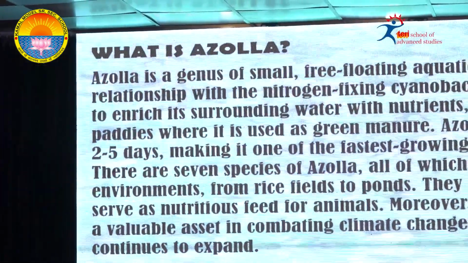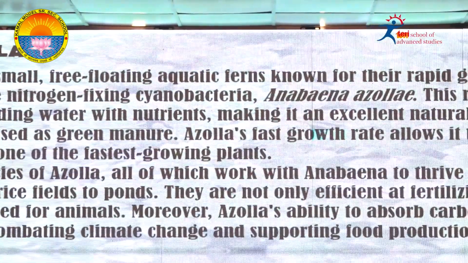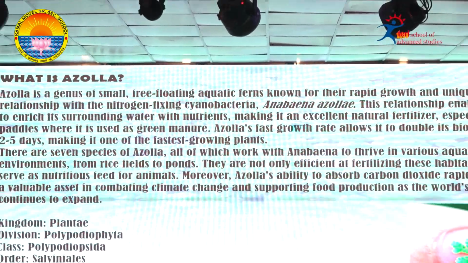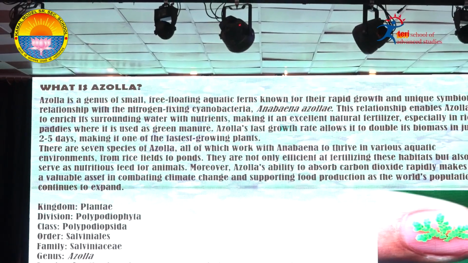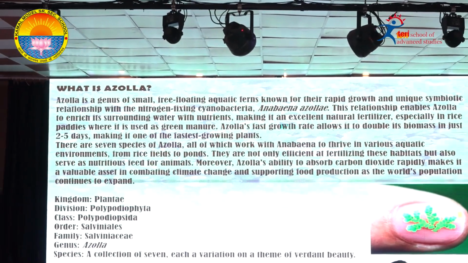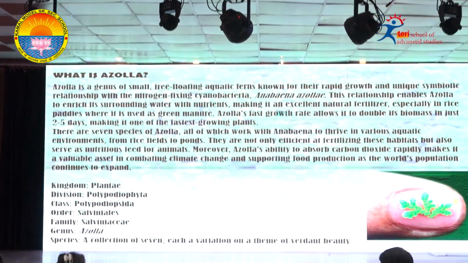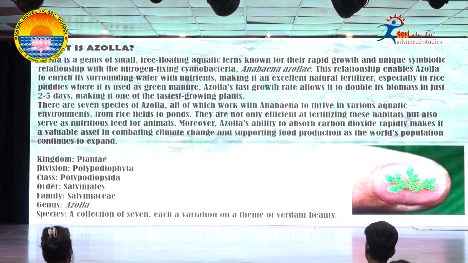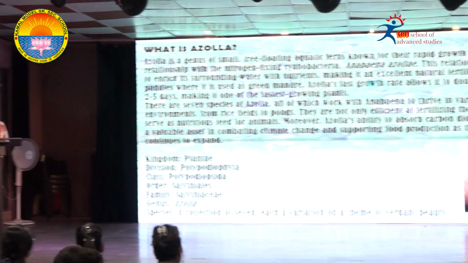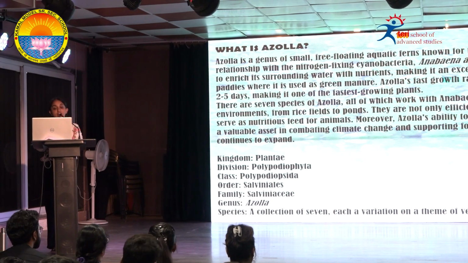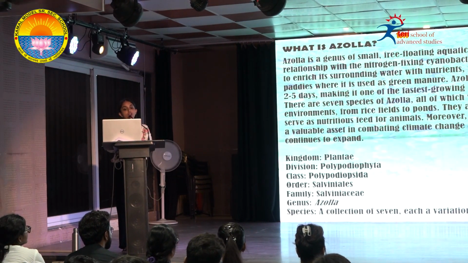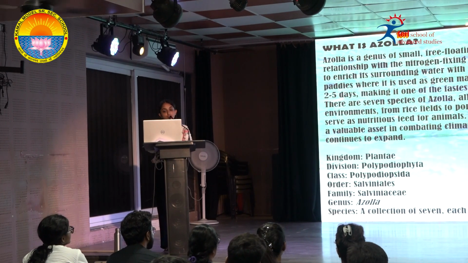So it is a small genus. It is a free-floating aquatic fern known for its rapid growth and unique symbiotic relationship with the nitrogen-fixing cyanobacteria Anabaena azollae. This relationship enables Azolla to enrich its surrounding water with nutrients, making it an excellent natural fertilizer, especially in rice paddies where it is used as green manure.